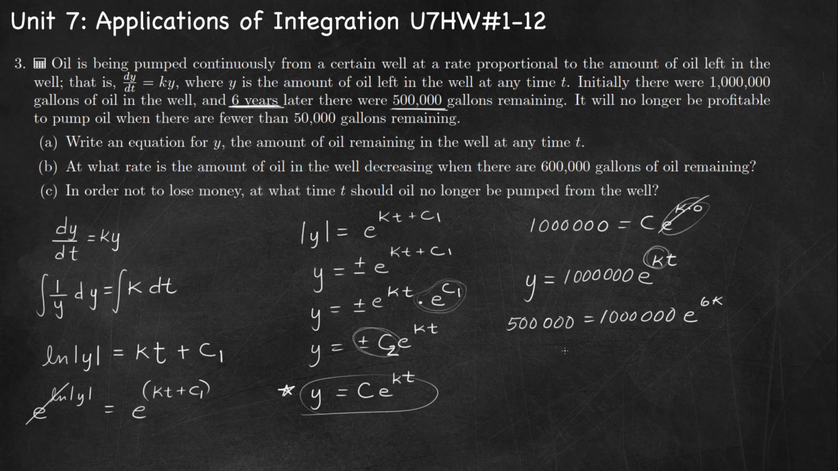And then we're going to solve that. So 500,000 divided by 1 million is 1/2. So we get 1/2 equals e to the 6k. And then we can take the natural log of both sides. Natural log of 1/2 equals natural log of e to the 6k. The natural log of e to the 6k is just 6k. And then if I divide by 6, I get k equals the natural log of 1/2 divided by 6.